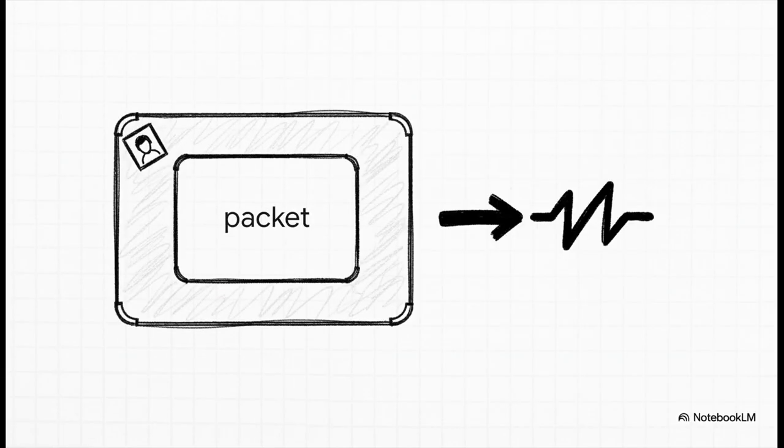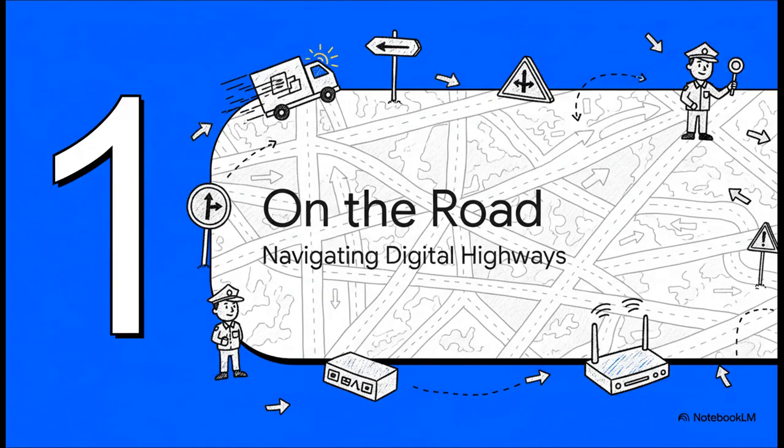And for the final piece of packaging, the data link layer adds one last tag. If the IP address is the street address for the entire building, think of this header as the specific person's name on the mailbox for the very next stop on the journey. This complete package, now called a frame, is finally ready to be turned into a signal and sent out onto the wire. All right, our data is all packed up and officially on the road.